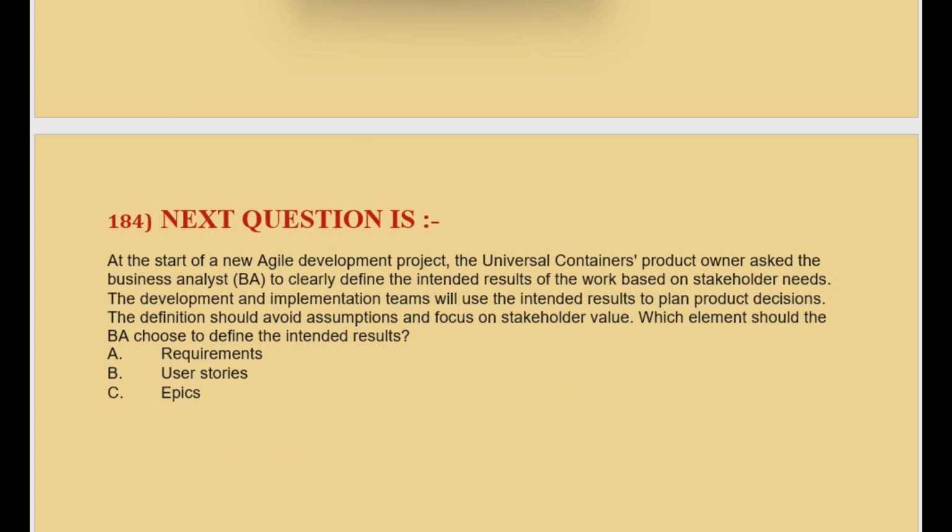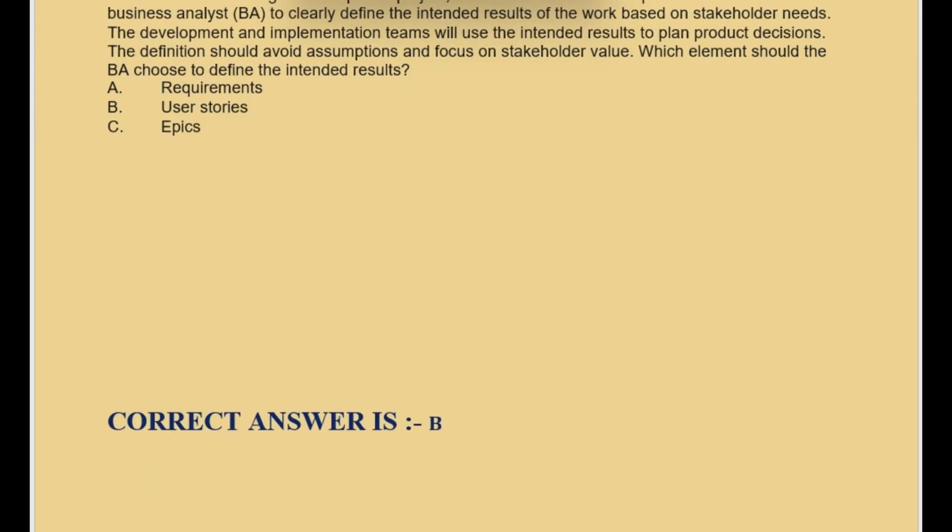Question is, at the start of a new agile development project, the Universal Containers product owner asked the business analyst (BA) to clearly define the intended results of the work based on stakeholder needs. The development and implementation teams will use the intended results to plan product decisions. The definition should avoid assumptions and focus on stakeholder value. Which elements should the BA choose to define the intended results? Option A, requirements. Option B, user stories. Option C, epics. Correct answer is option B.